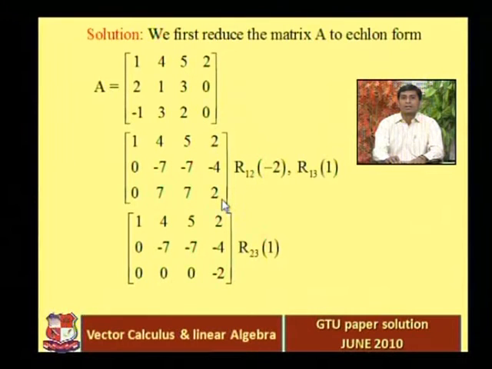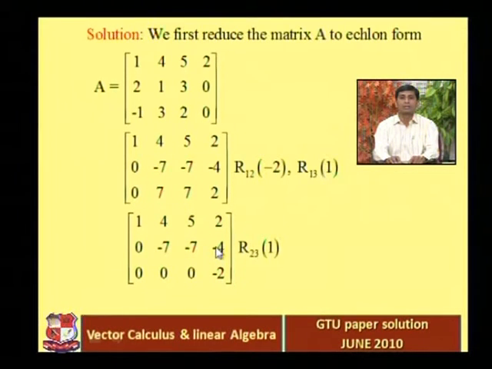Now the next process: we multiply the second row with 1. In the second row, this is our leading entry, minus 7. Below that leading entry we want to make 0. So that's why we multiply the second row with 1 and add into the third row, right?